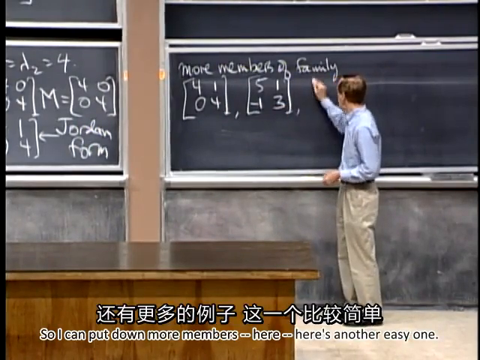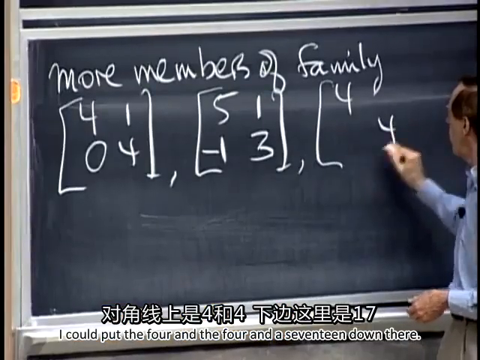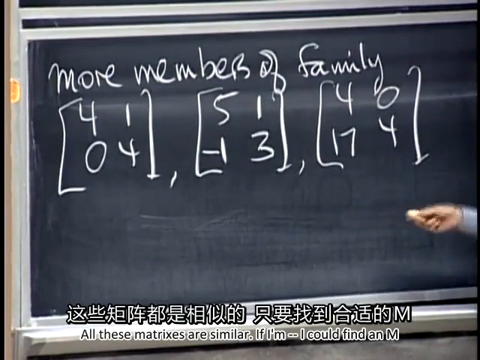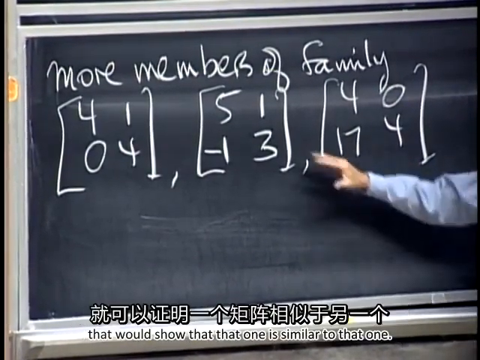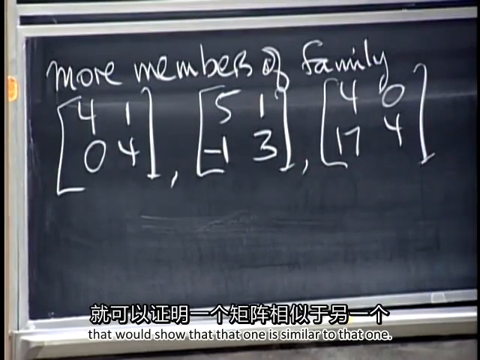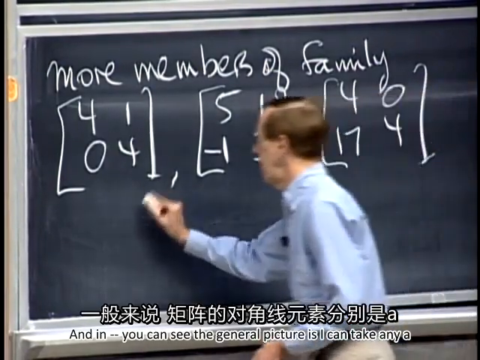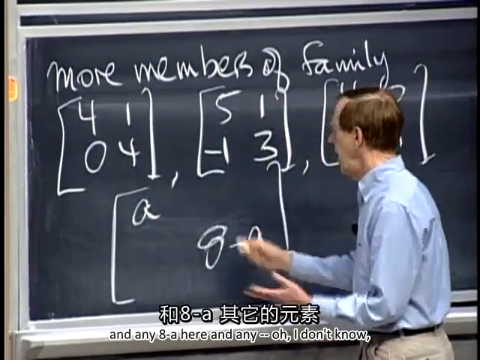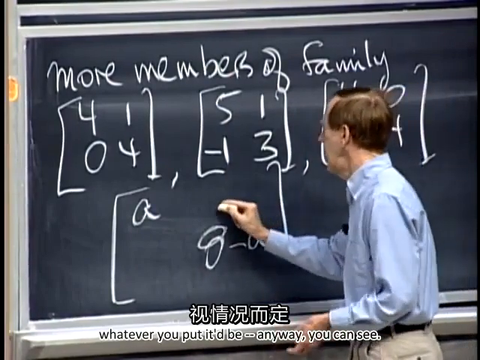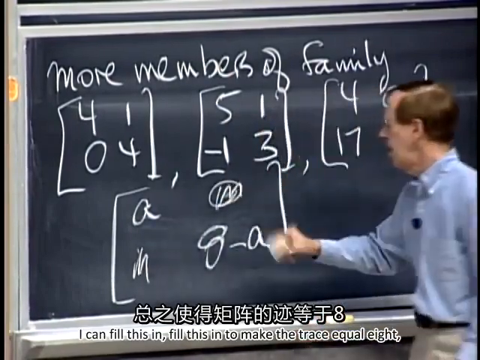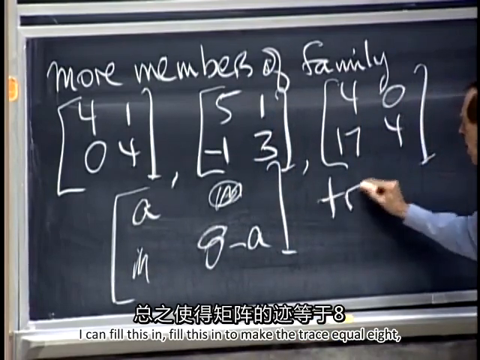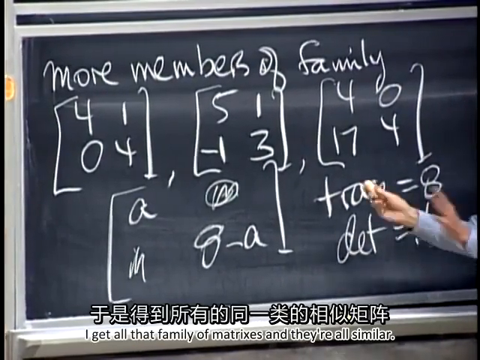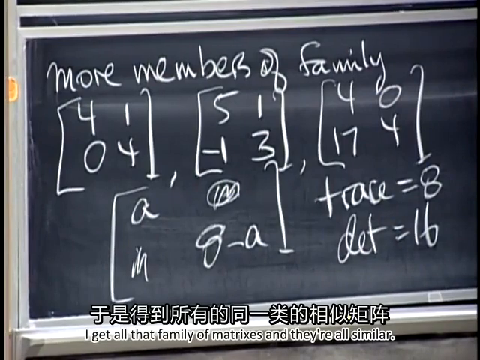So I can put down more members. Here's another easy one. I could put the 4 and the 4 and a 17 down there. All these matrices are similar. If I could find an M that would show that that one is similar to that one. And you can see the general picture is I can take any a, and any 8 minus a here, and any, oh, I don't know, whatever you put it, b. Anyway, you can see I can fill this in to make the trace equal 8, the determinant equals 16. I get all that family of matrices, and they're all similar.